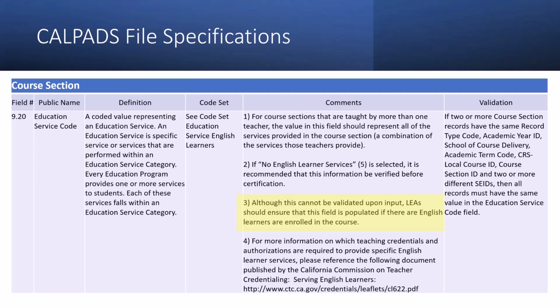Although this cannot be validated upon input, LEAs should ensure that this field is populated if there are English learners enrolled in the course, right? And so that's the nature of the data discrepancy that has triggered the CRSE 0690F2. After input, the course record's already in there. It's comparing the EL service code to the student course section enrollment file and seeing that there are students that were EL enrolled in the course, and therefore it must be populated.